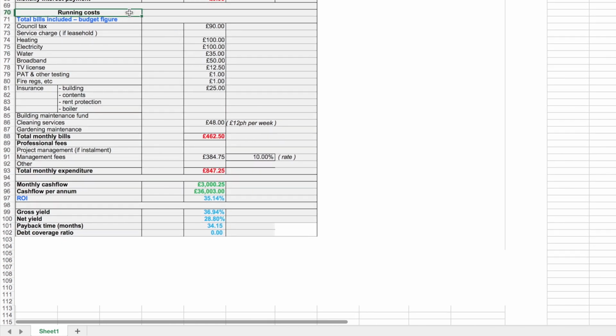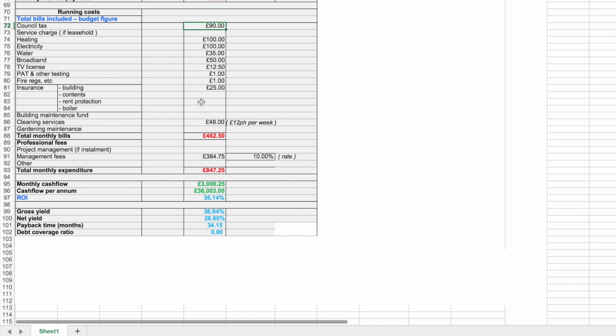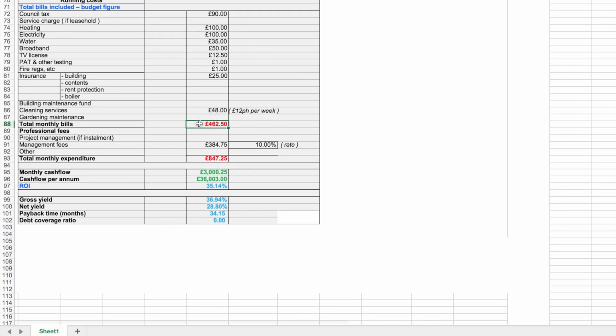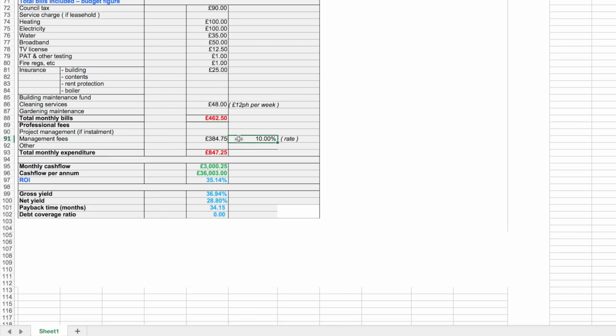So running costs now, so monthly running costs. If you're doing a HMO, you're going to have all these bills going out. If you're doing flats, probably not as much. But you can break this all down into the different insurances that you've got: rent protection, boiler cover, stick it all in there. Cleaner, £12 an hour per week, £48 a month. So that adds up all your bills into there, £462.50. Letting agent fees, 10%, 12%, whatever you're paying, that works that bit out, and it adds it all up and gives you that total there.